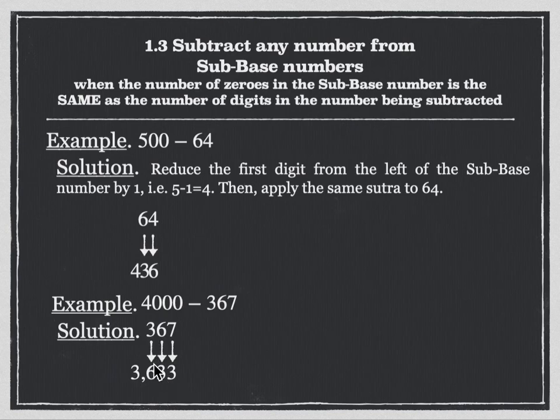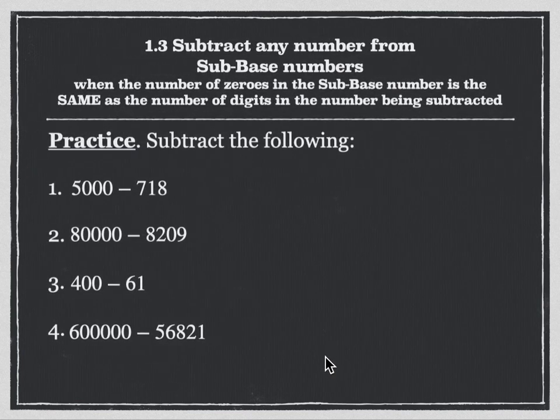What will you add to 3 to make it 9? 6. What will you add to 6 to make it 9? 3. And then since 7 is the last digit, what will you add to 7 to make it 10? That's 3. Okay, now let's have some practice.